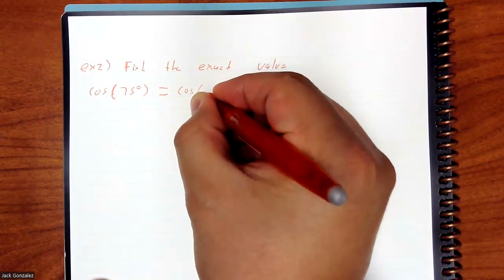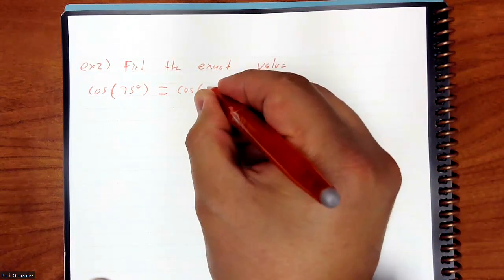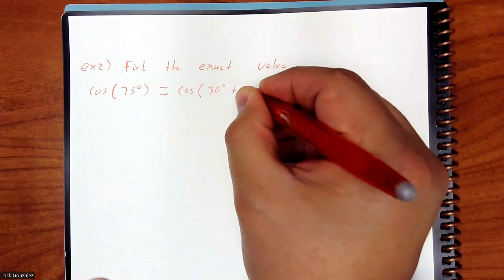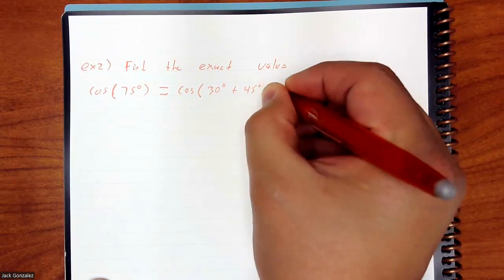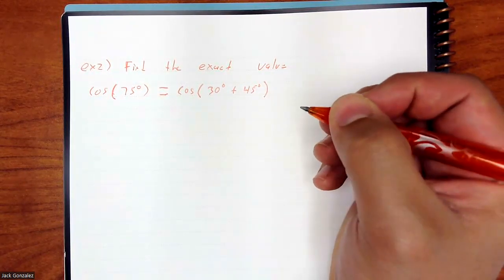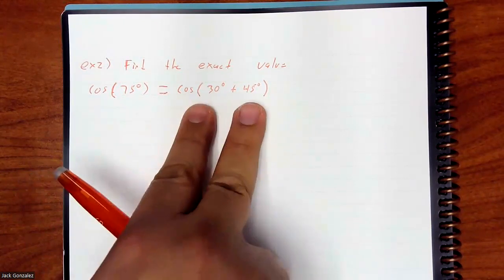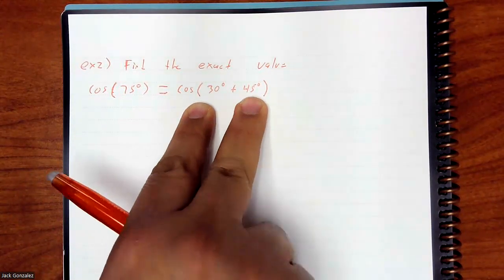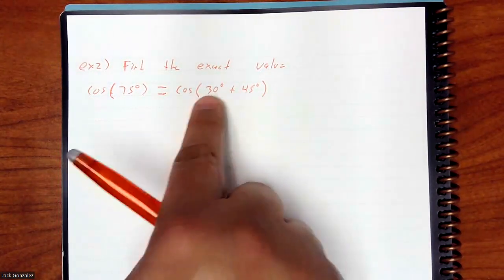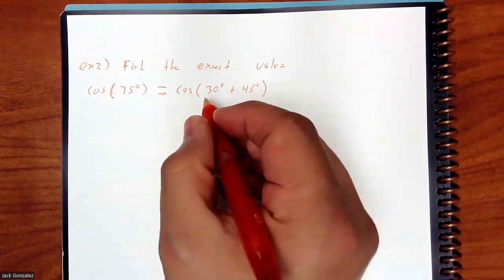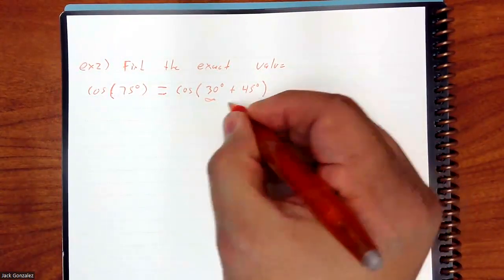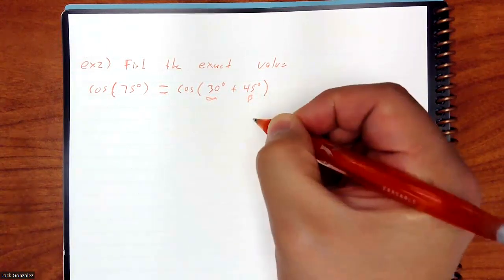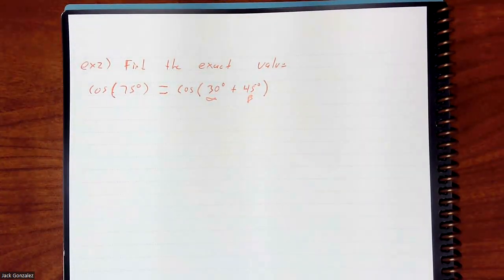So you can choose 30 plus 45. Do you agree that 30 plus 45 is 75 degrees? So now that you split it this way, apply a formula and all the alphas and betas would be using these. So you'll get your exact solution from the circle, your unit circle.